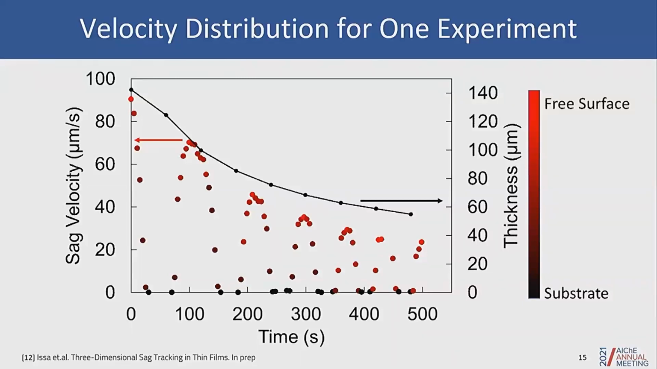So one thing you can see from looking at this plot is that as the film thickness is thinning, the velocity measured throughout the film is also decreasing.